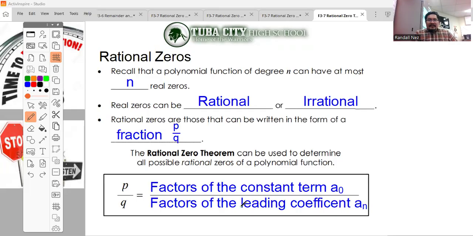Alrighty, let's go ahead and get this started. So rational zeros, what does all this stuff mean?